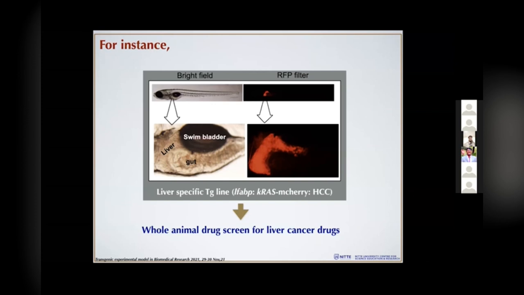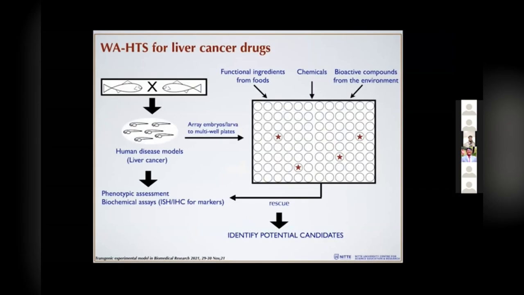So if you have the system, you can overexpress an oncoprotein. Suppose you overexpress KRAS in this system, it will definitely end up with hepatocellular carcinoma. Next slide. Now use this system to screen your anti-cancer drugs by HTS. You cross this transgenic line and get the embryos. All these embryos will have a fluorescent liver.